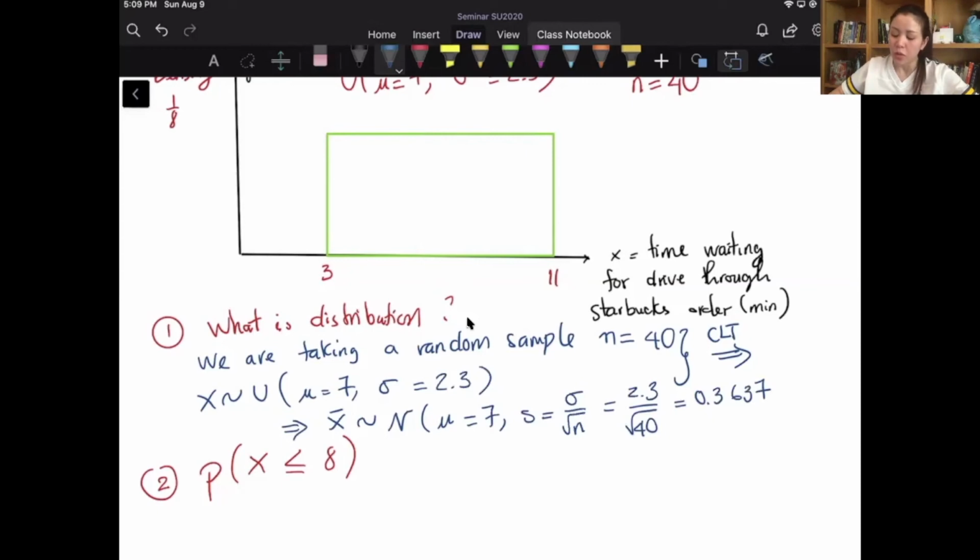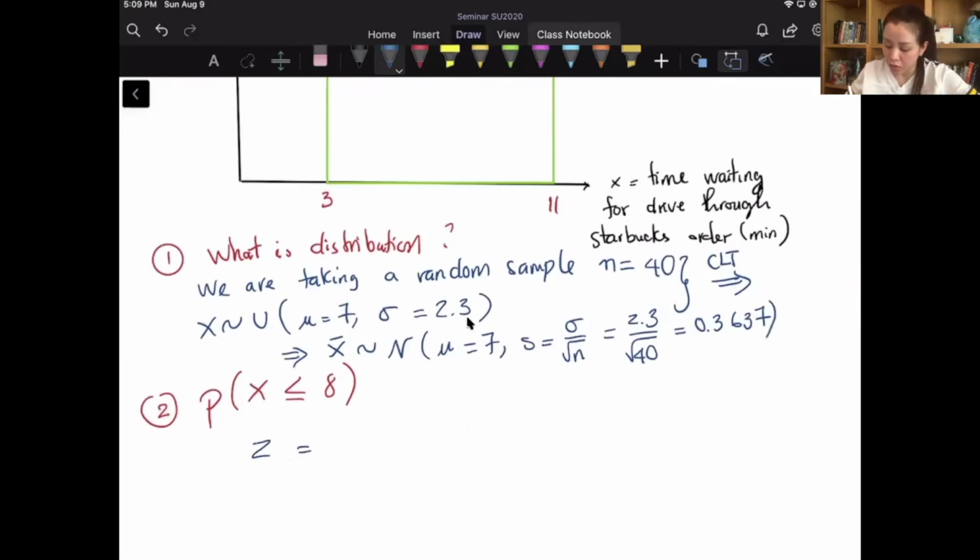Question number 2, we want to figure out the probability that an average waiting time is at most 8 minutes. In order to find the probability, we need to find the z-score first. So the z-score is, remember the formula, observed minus the mean divided by standard deviation, or in notation, x minus x bar divided by s.